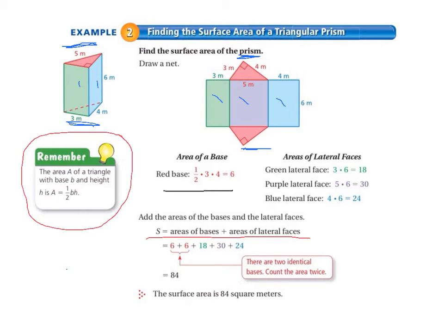We used the formula length times width to find the area of the lateral faces. Then we plug it into our equation. So S equals areas of bases plus areas of lateral faces. So in this case, we have two bases, so as you can see here, there are two identical bases, so count the area twice. That is why there's two 6's here. Then we do plus 18, plus 30, plus 24, which was the area of the lateral faces. And that equals the surface area of 84 square meters.